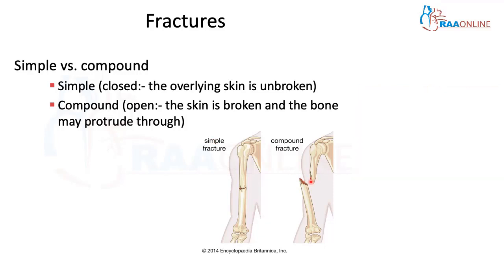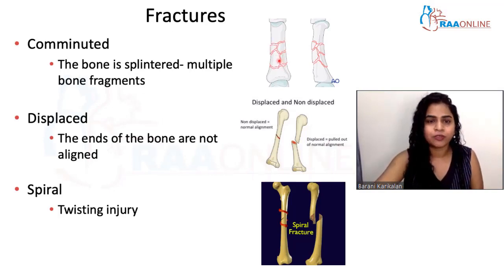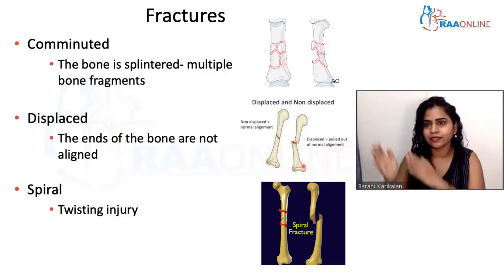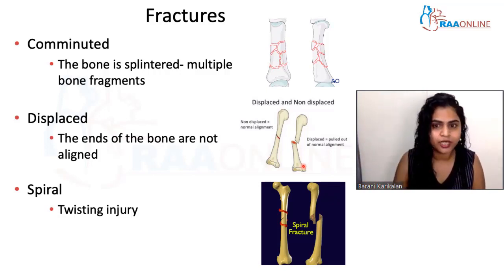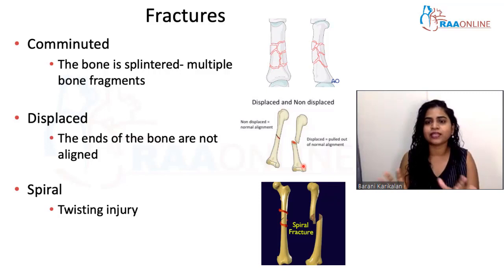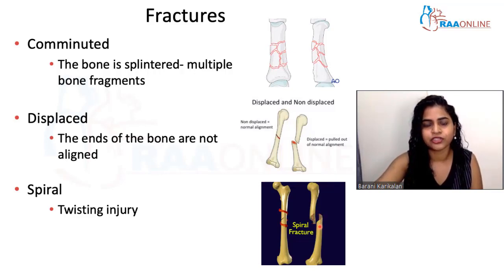So fractures can be comminuted as well. Comminuted means nothing but, as you can see in this image, the bone has fragmented into multiple fragments. If there are multiple fragments, it's comminuted. And displaced fracture is nothing but the fractured bone fragment is misaligned. It has changed its alignment after it has been fractured. Spiral fracture, as the name says, is when there is a twist injury, as you can see in this image. When there is a twist and the bone has fragmented in a spiral fashion, it's a spiral fracture.